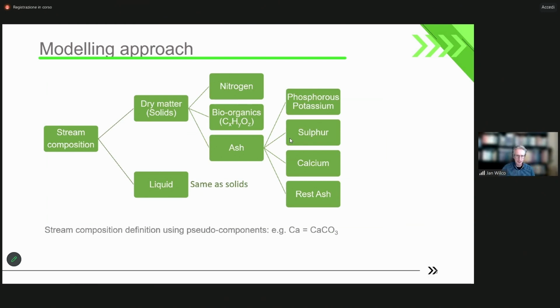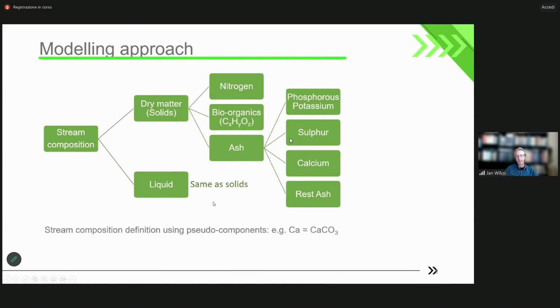Flowsheet modeling uses streams and unit operations. The first step was to consider how to describe the streams in the process. And there we decided to use two substreams. So we discriminate between the dry matter content and the liquid content. And the dry matter is then built up of various components. The main important one is the bioorganics, which is characterized by a virtual biomolecule, CxHyOz, nitrogen and ash. And the ash then again contains the phosphorus, the potassium, the sulfur, the calcium, the rest ash.